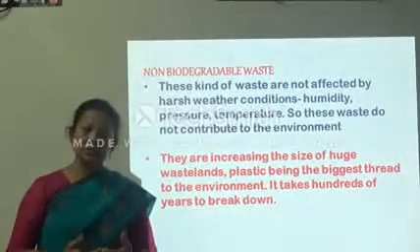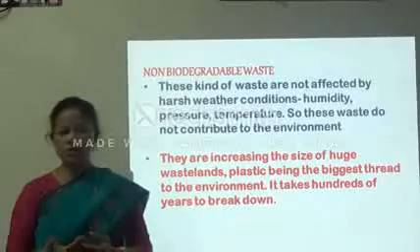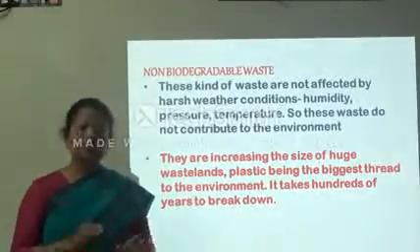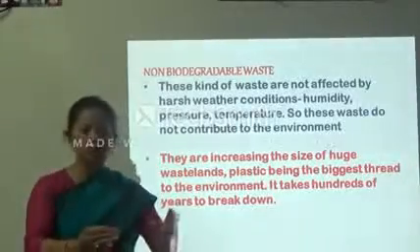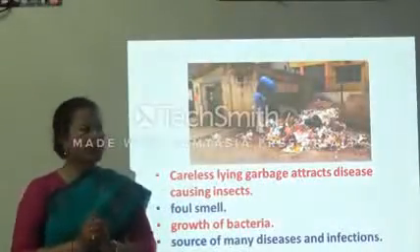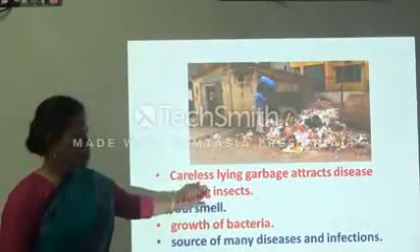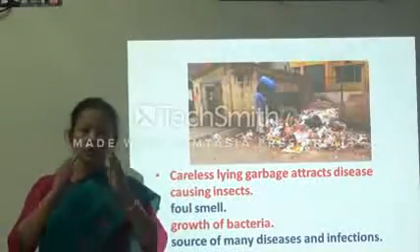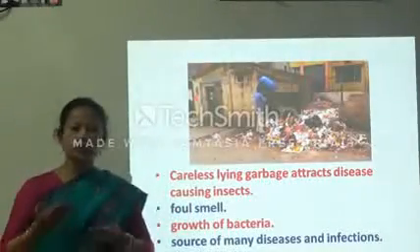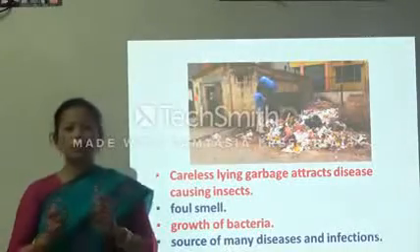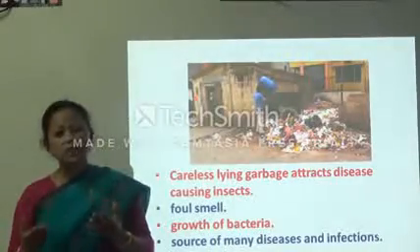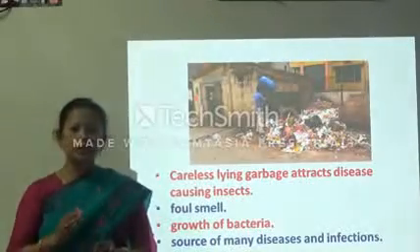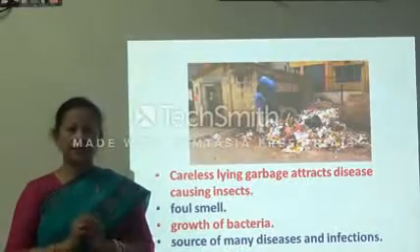Well, dear students, when we peel off fruit and vegetable skin or generate any sort of waste, it is necessary to dispose of it properly. Carelessly lying garbage attracts disease-causing insects. There would be a foul smell due to the growth of bacteria, which would be the source of many diseases and infections. So, garbage needs to be disposed of properly.